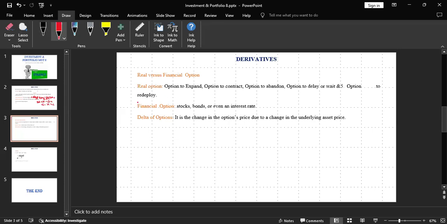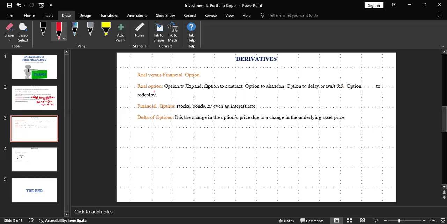Capital structure. Okay, so a real option is when a person wants to invest into a business. Real options are hardly used, so normally we don't discuss them.